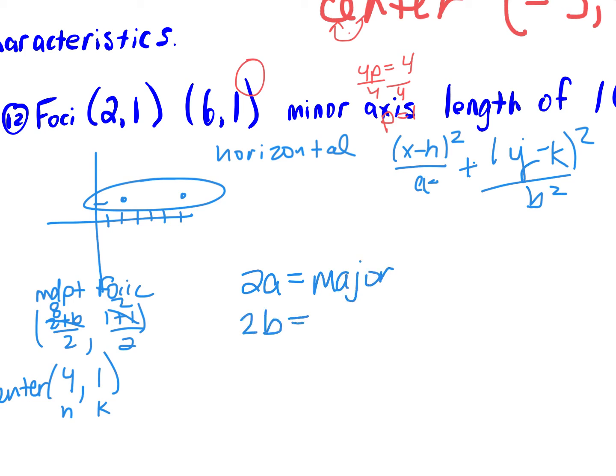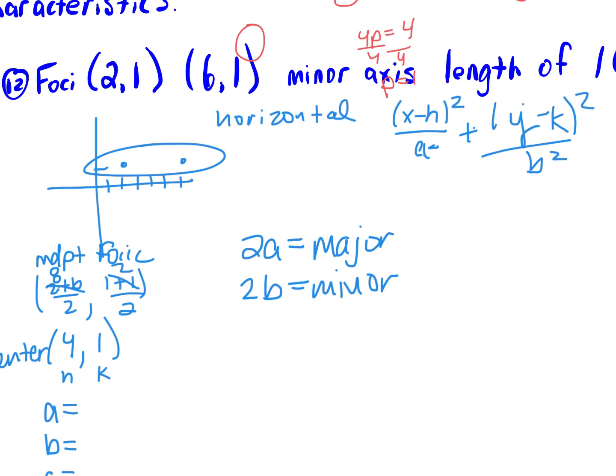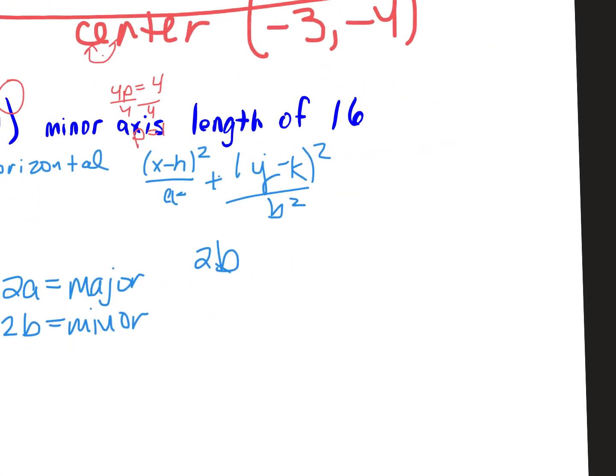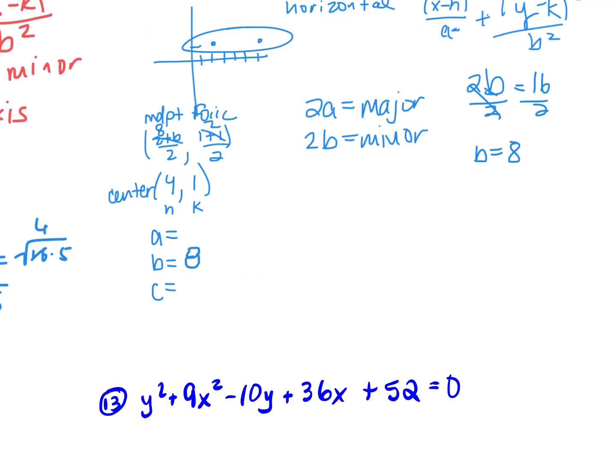2 times B is our minor. So we now have to find A, B, and C, guys. We have enough information to start finding some of our letters. I need to find A, I need to find B, and I need to find C. If my minor axis length is 16, then I know that I can say 2B equals 16. Divide both sides by 2, and I get B is equal to 8. So my B is 8.